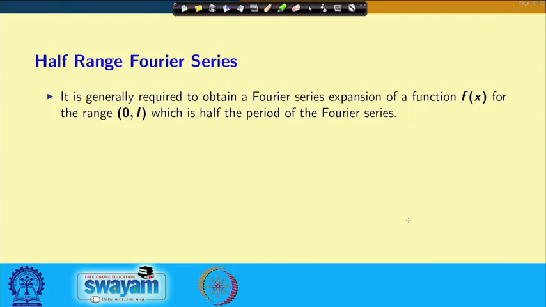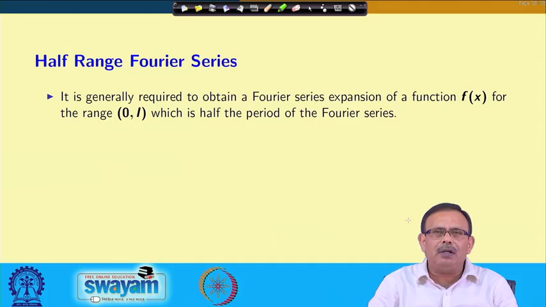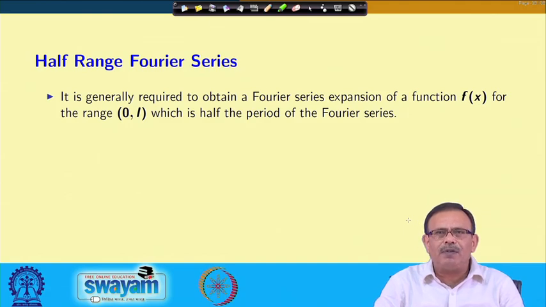Half range Fourier series, what happens? It is generally required to obtain a Fourier series expansion of a function for the range 0 to L, which is half the period of the Fourier series. If you know, Fourier series of a function is defined in either minus L to L, minus pi to pi, like this. But in certain real life problems, we have observed that a function is defined in 0 to L only, and we want to express the function in terms of cosine and sine terms, that is in terms of Fourier series.